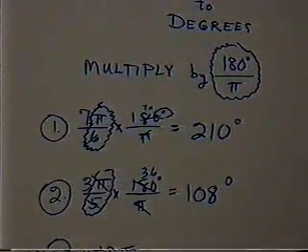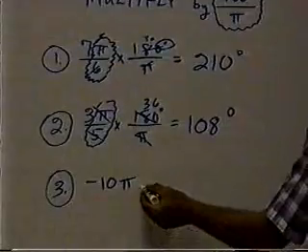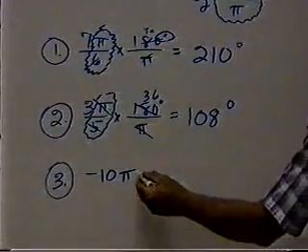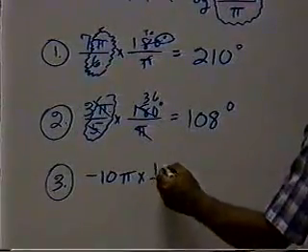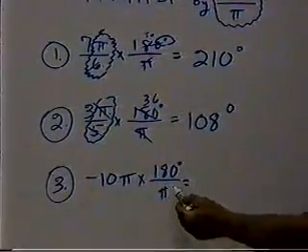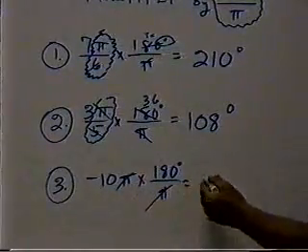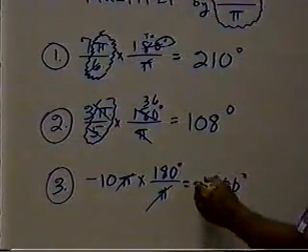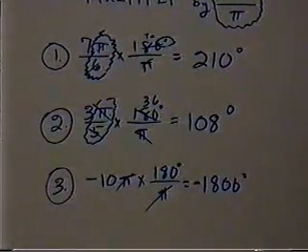All right, third example. Minus 10 pi. It has no degree symbol, has no words. There it's radians. Therefore, if I want to change it to degrees, I multiply by 180 degrees over pi. And what happens, this divides out, and we get negative 1800 degrees. Okay.